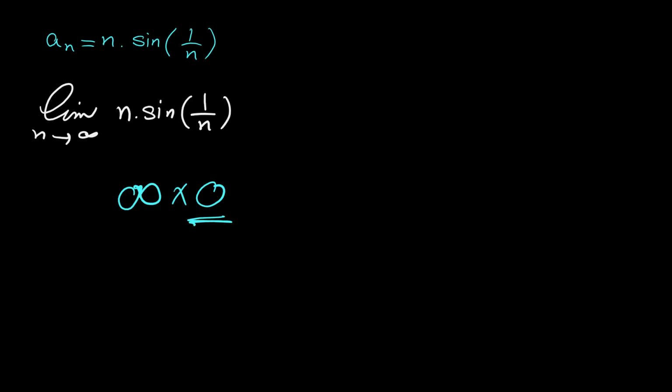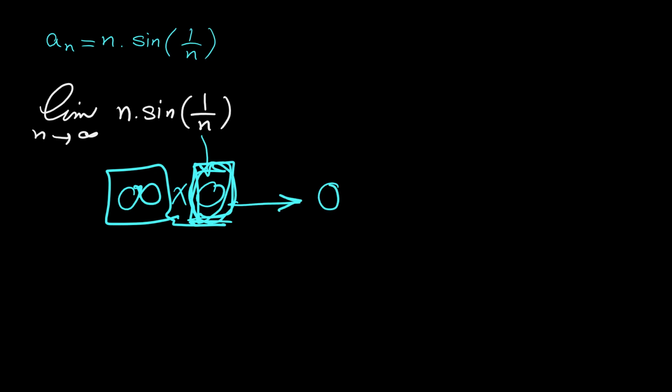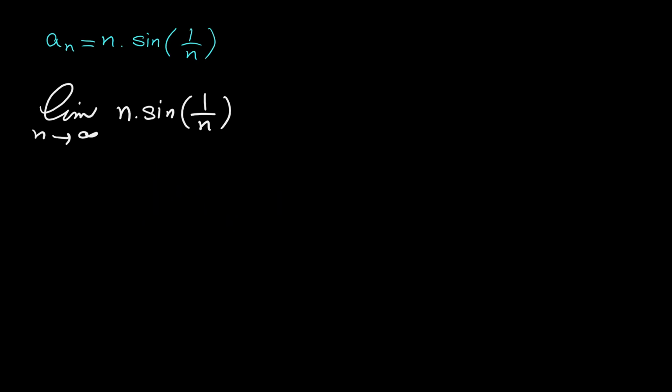Attention, this 0 is something that approaches 0. So this is not a real 0. Because this is not a real 0 times infinity, it's not necessarily 0. It can be 0, but maybe it's not 0. So what method can we use for finding this limit? One way to find this limit is L'Hopital's rule.